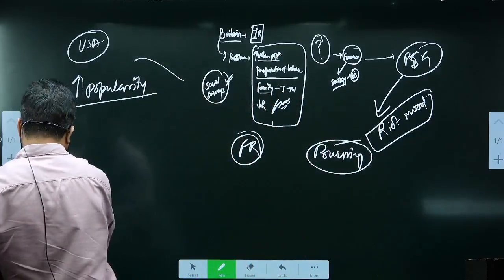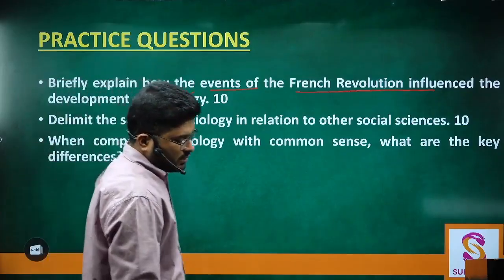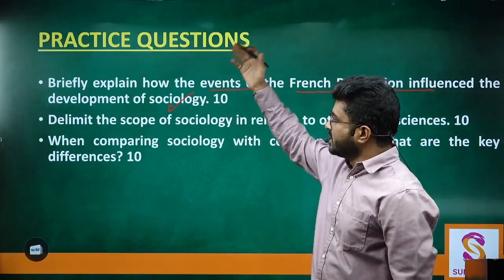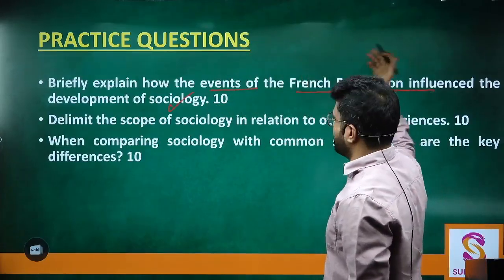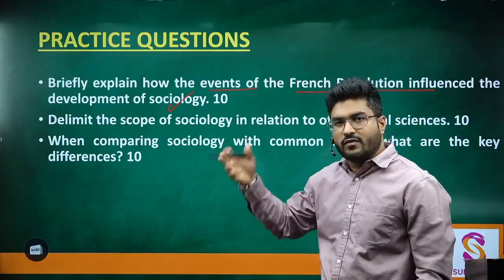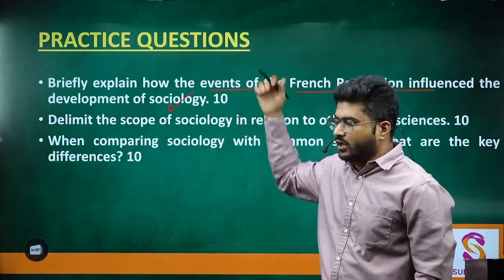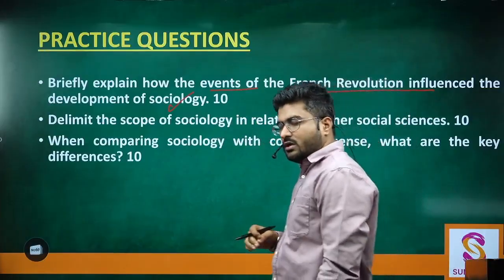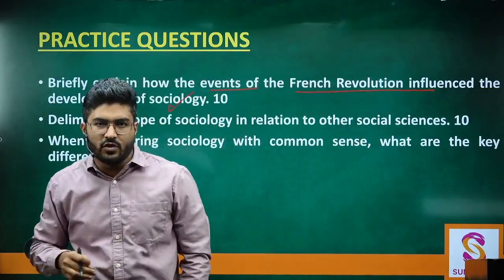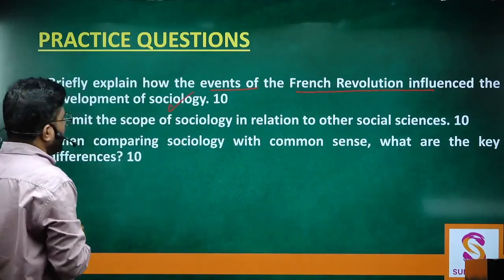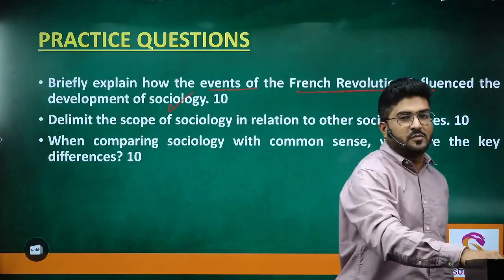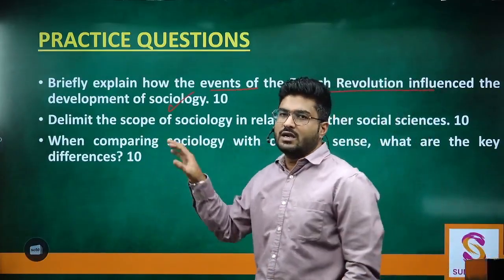Okay, so this was asked one time in your PYQs. Now the first question: briefly explain how the events of the French Revolution influenced the development of sociology. So we have understood that when I told you how sociology took birth. Then, delimit the scope of sociology in relation to other sciences. I don't think we need to discuss this question again because we have already covered that in the last lecture.